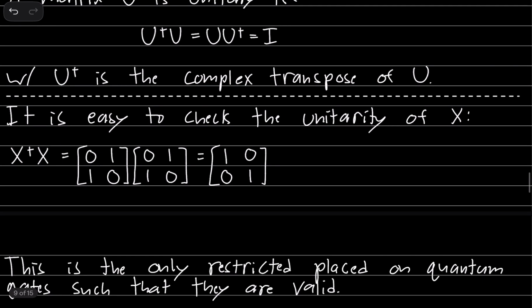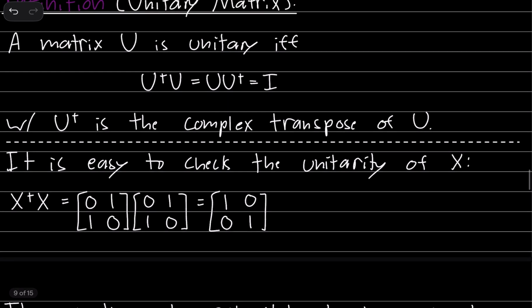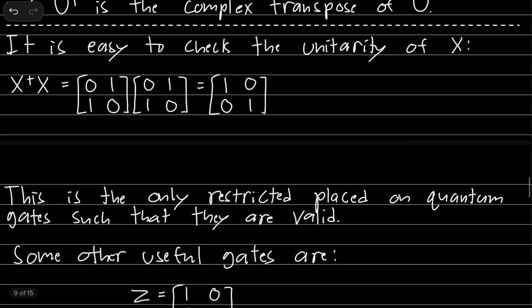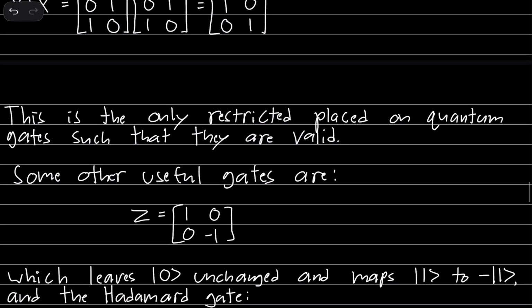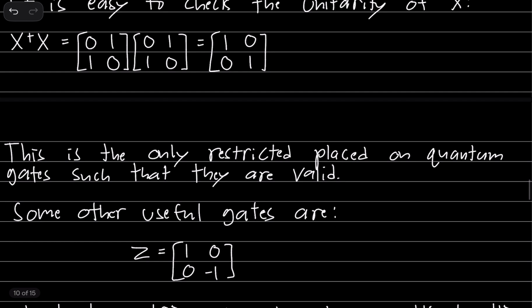And so it's easy to check the unitarity of X, right? Like this quantum NOT gate. We just plug in X for U. We'll see that we do get the identity matrix. And this is actually the only restriction placed on quantum gates such that they are valid. So in order for a matrix to be a quantum gate, it just has to be unitary. That's all.